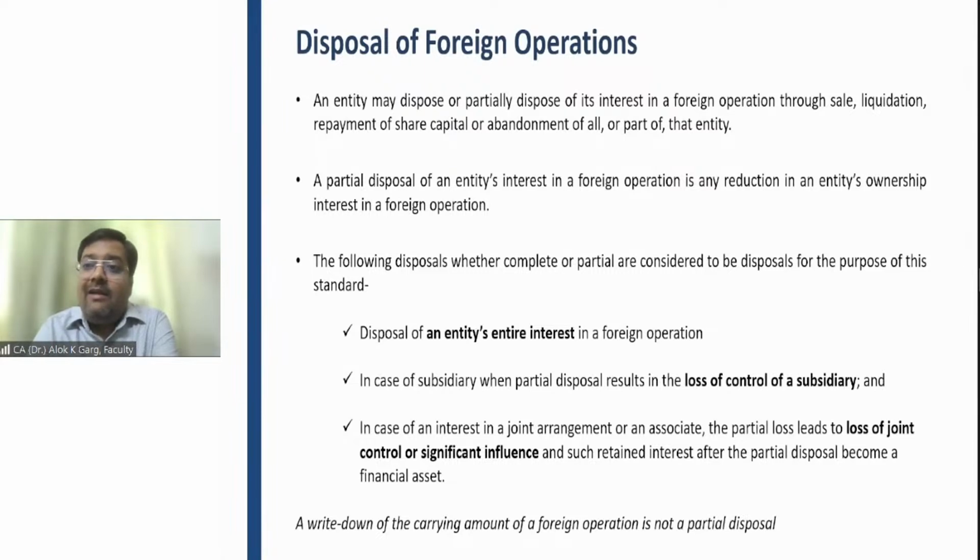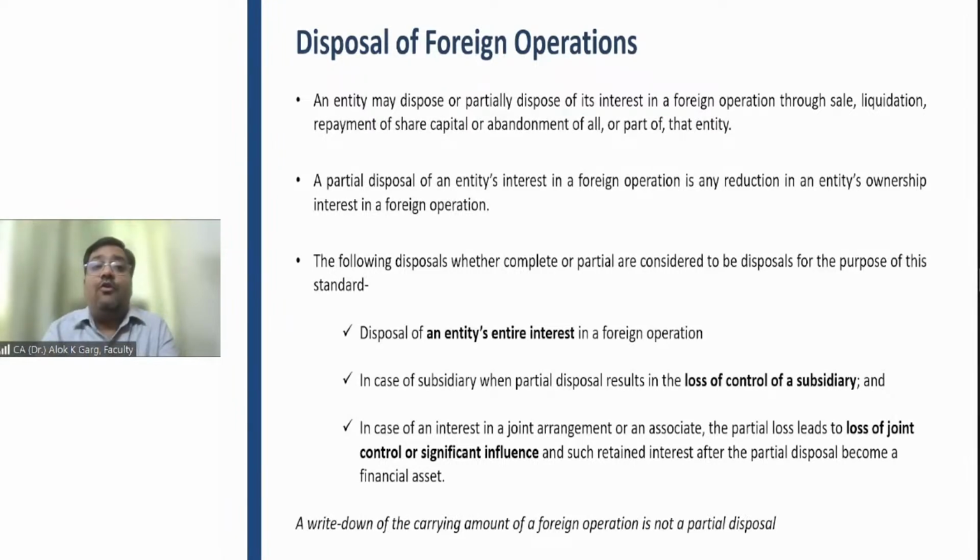Earlier when I had an 80% stake, my minority interest, the non-controlling interest, was 20%. When I have 60%, my minority has gone up by 20%, and is now 40%, right? So friends, we will be discussing what will be the impact of disposal of foreign operations, when there is a 100% disposal and when there is a partial disposal. In case of a partial disposal, whether there is a loss of control or no loss of control, we will discuss the impact with the help of an example.